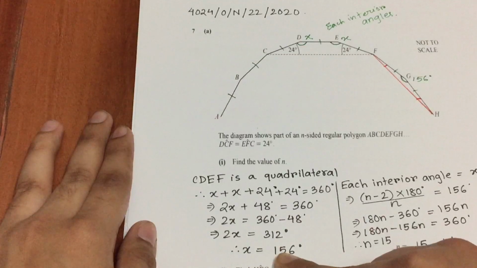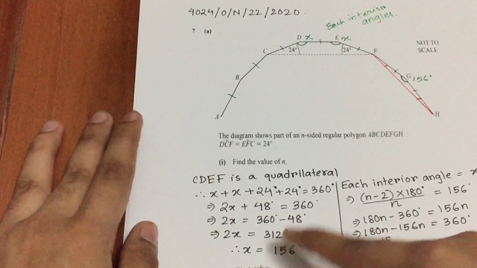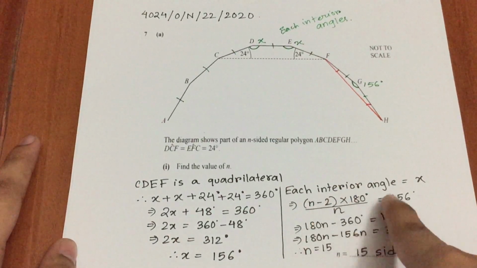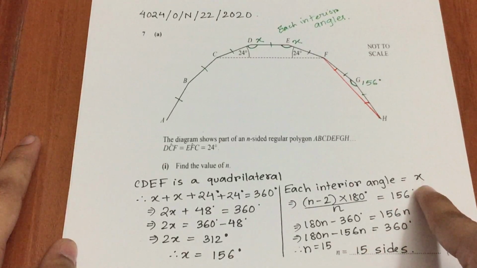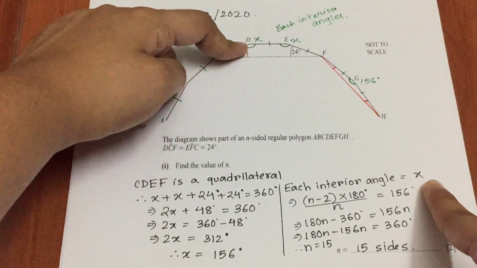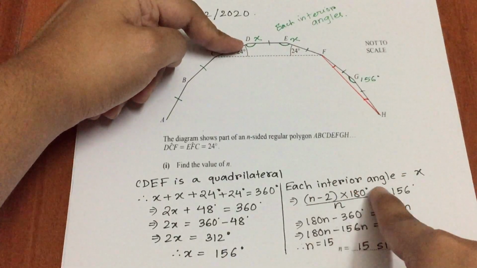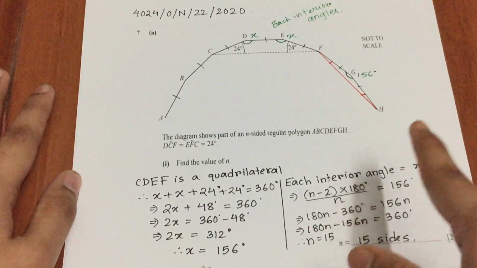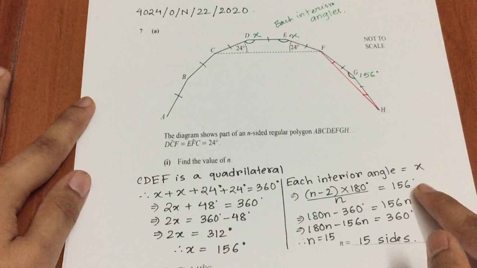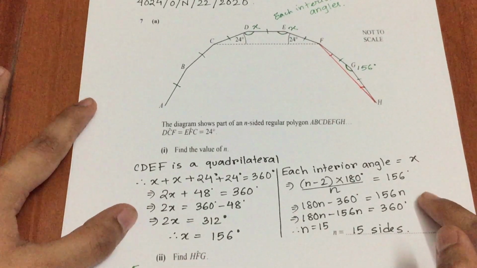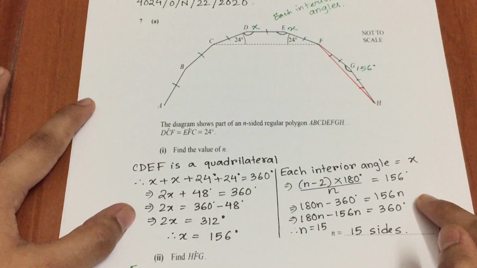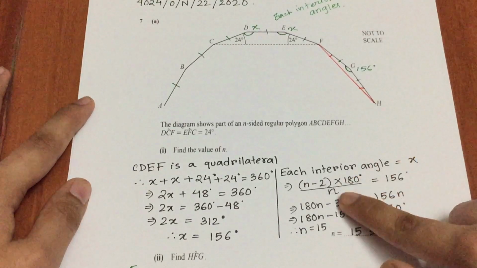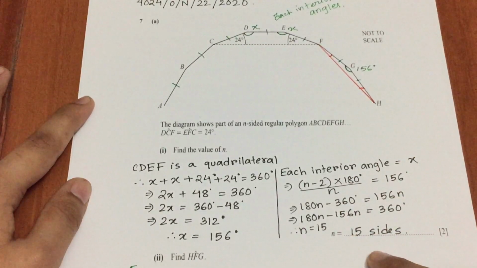And since now I have the value of each interior angle, I can easily use this formula. Each interior angle will be equal to x here, because I have represented them with x. So for each interior angle, I can use this formula: n minus 2 times 180 over n equals 156, because we have found x to be 156, which is each interior angle. So that's how, by making n the subject from here, the number of sides has been found.